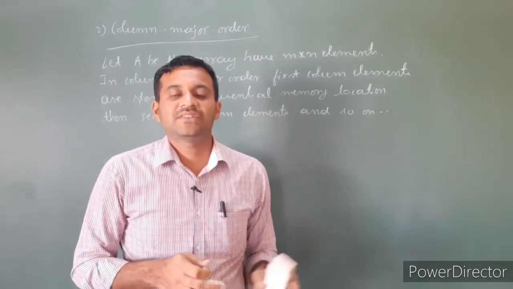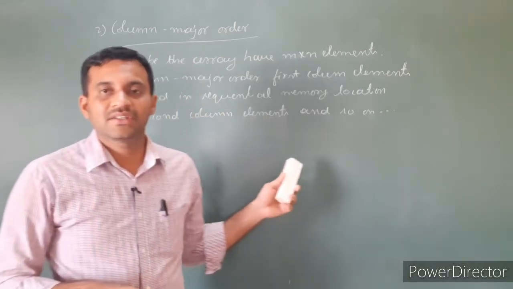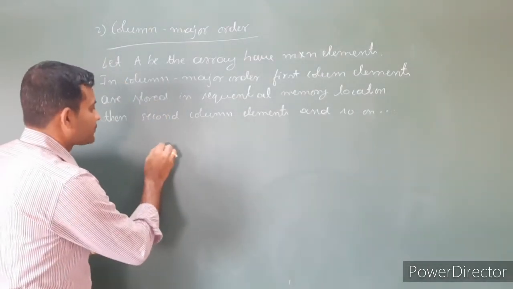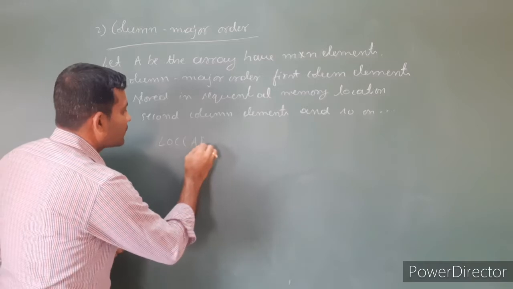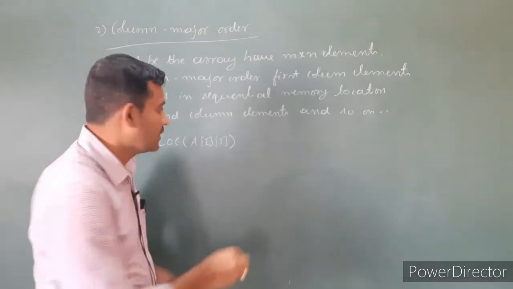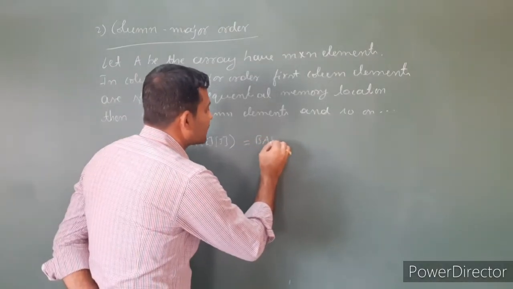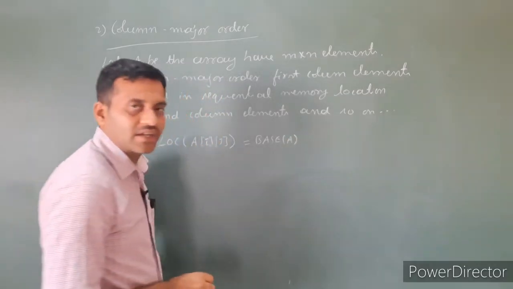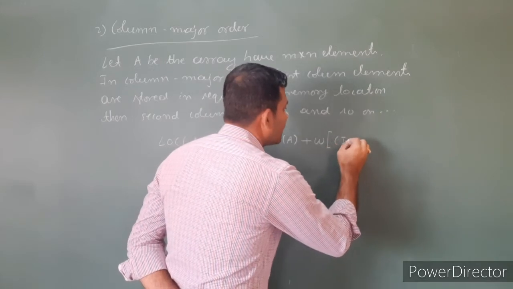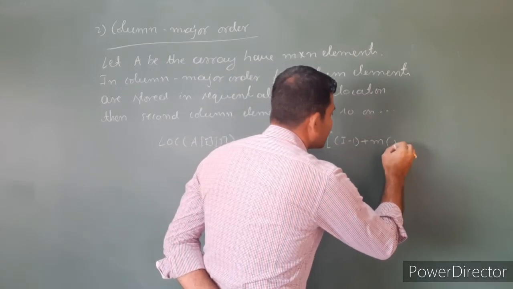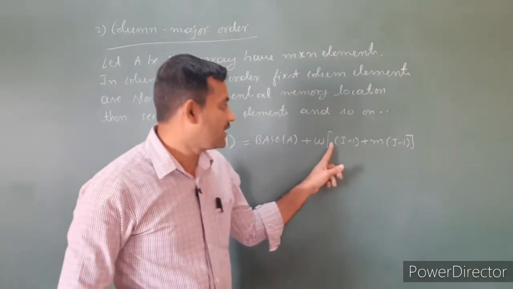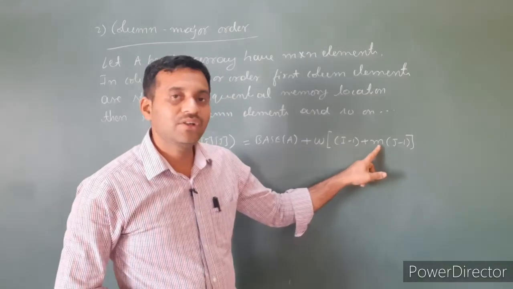If it follows column major order, the following is the formula to access the location of an element. That formula is location of A of ij. Here ij means any element in the column major order, which is equal to the base address of the given array, that is the starting address of the given array, plus word length of i minus 1 plus m of j minus 1. See the difference. In row major order, it is n into i minus 1, but here it is m into j minus 1.